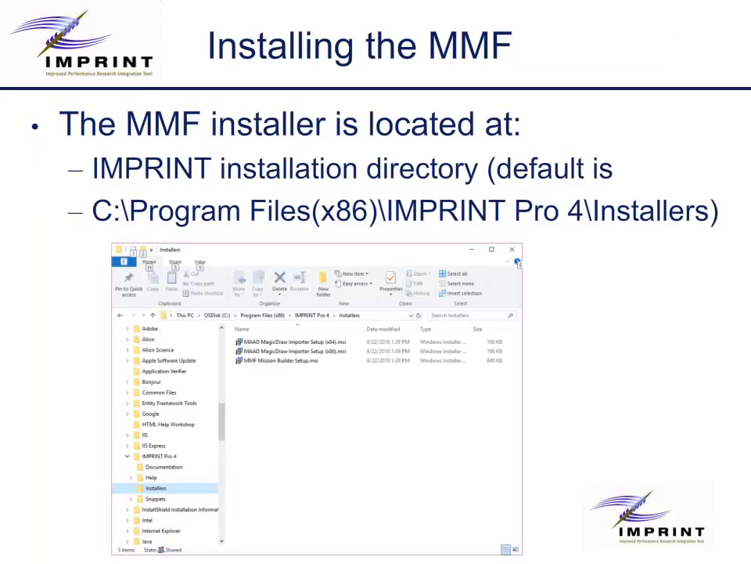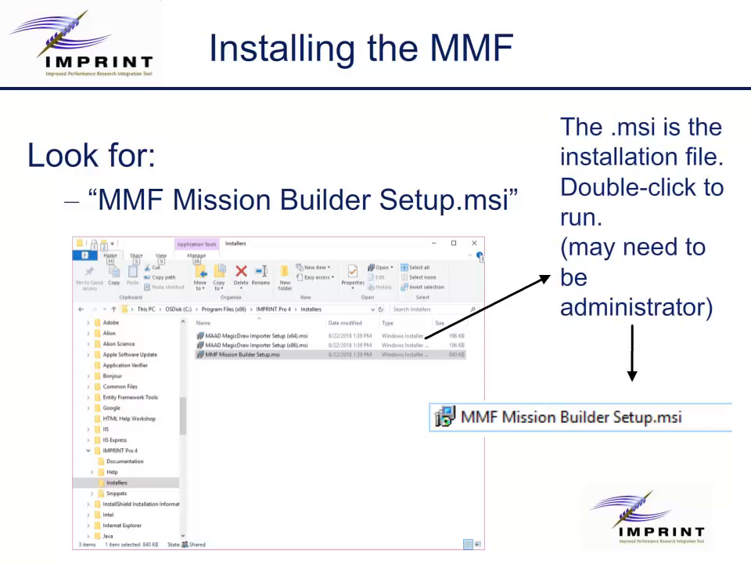Since the MMF is its own external application, it needs to be installed. The installer comes with IMPRINT and is located in the IMPRINT installation directory in a subfolder called Installers. By default, the location is C:/program files x86/imprintpro4/installers. The setup file is named MMF Mission Builder Setup.msi.